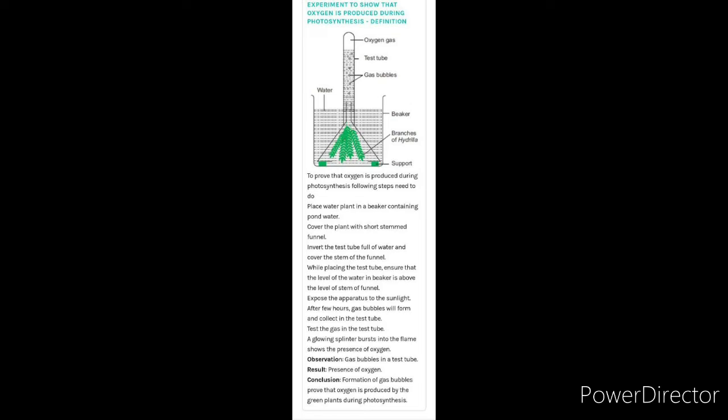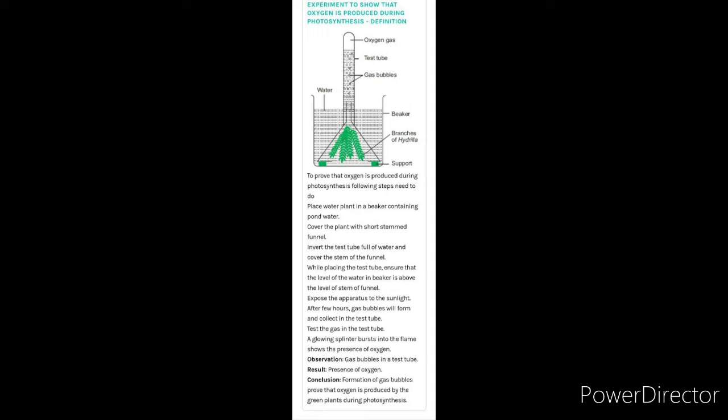Then pour water in the beaker, right? After pouring the water, take a test tube full of water and invert it over the stem of the funnel. Ensure that the level of the water in the beaker is above the level of the stem of the inverted funnel. You have to take care that the water level is above the stem of the funnel.